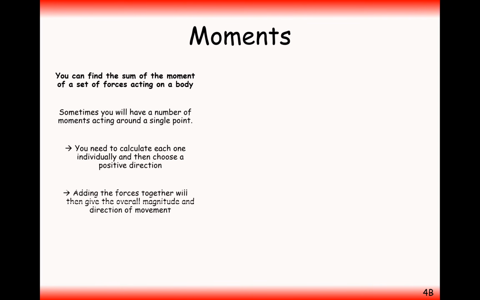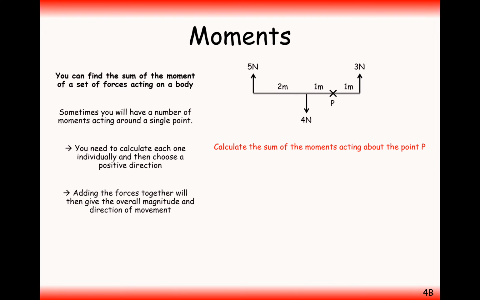So an important formula we have to remember here is that a moment is calculated by doing force times perpendicular distance, and in this diagram here all of the forces are being applied in a perpendicular direction, so that's great. It's quite an easy question in that case. What we're asked to work out here is to calculate the sum of the moments acting around pivot P.